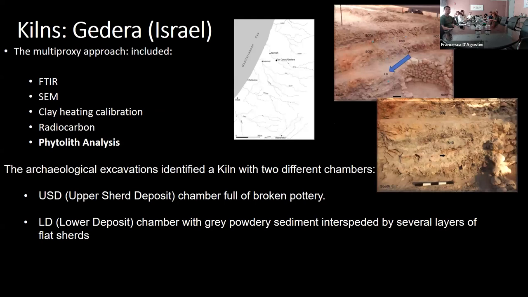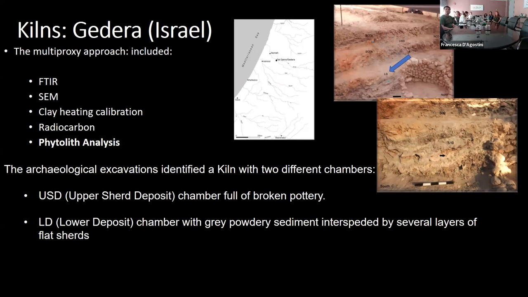This is a study that we did in Kimmel, in Israel. We did a multi-proxy approach that included FTIR, clay heating calibration, radiocarbon, and phytoliths. During excavations, they identified two different chambers. The upper chamber, which you can see in the picture up there, was full of broken pottery, and the clay calibration and the FTIR showed that the clay had gone to around 1,000 degrees, so it was a very high temperature.